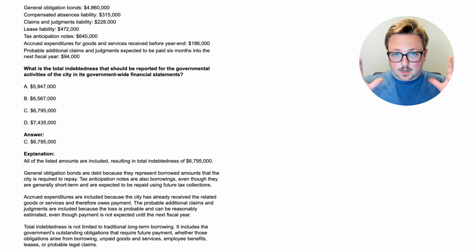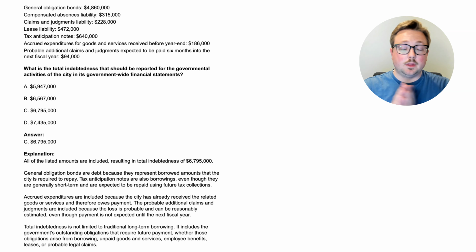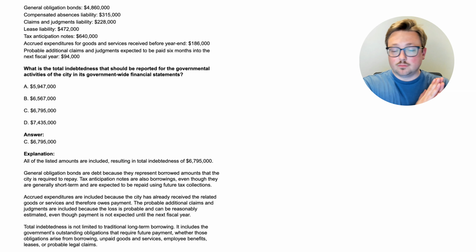So again, in this question, we're learning a lot of the basics about what goes into total indebtedness. General obligation bonds, or just bonds in general, usually are going to be part of it. Anything that's a liability, tax anticipation notes, accrued expenditures, and even probable additional claims for the liabilities that we already have, those are all things that are most likely going to be included in total indebtedness. So we learned a lot in just that one question. Now let's go to the next question to learn a little bit more.